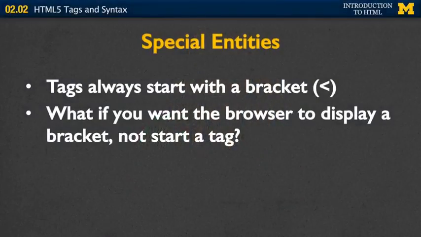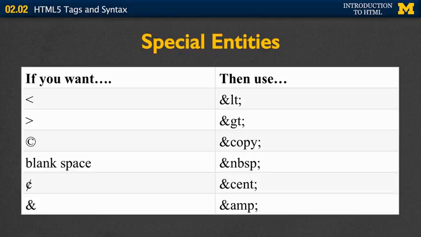Okay, so one of the things I told you was that tags always start with a bracket, which is fine. That's very easy to figure out, and the browser knows whenever it sees a bracket, it shouldn't display the content. It should do something fancy. So what do you do if you want the browser to display a bracket and say, hey, this isn't a start tag? Well, then you're going to use special entities.